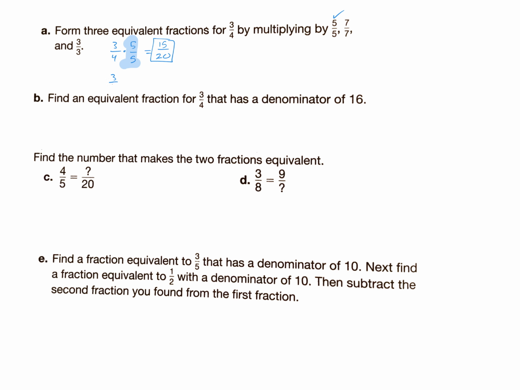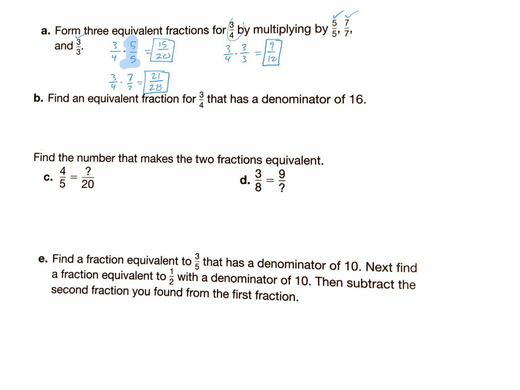Next, I'm going to say 3/4 times 7/7. Again, that 7/7 is just a 1. So 3 times 7, that's 21 over 28. That's an equivalent fraction to 3/4. And then one more, I'm going to say 3/4 times 1, but this one I'm going to pick as 3/3. It's going to be 9/12. So those are 3 equivalent fractions to 3/4 by using that 5/5, 7/7, and 3/3.